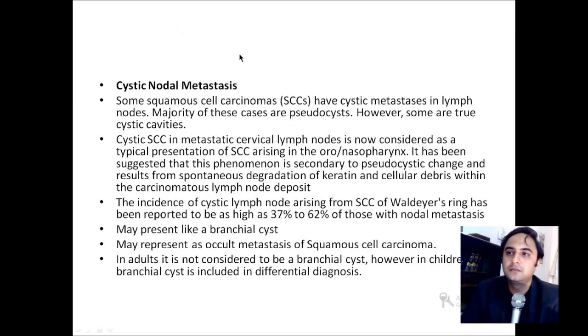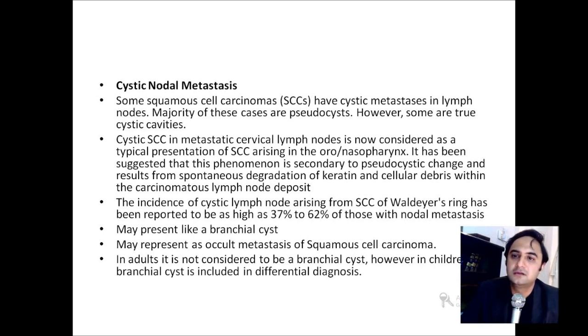Now there comes the cystic nodal metastasis. Cystic nodal, it appears like an abscess with the well circumscribed margins, clearly differentiating it from the other tissues as well as the inside contents of the lymph node. However, cystic squamous cell carcinoma in the metastatic cervical lymph nodes is now considered to be a typical presentation of the SCC arising in the oro and the nasopharynx.